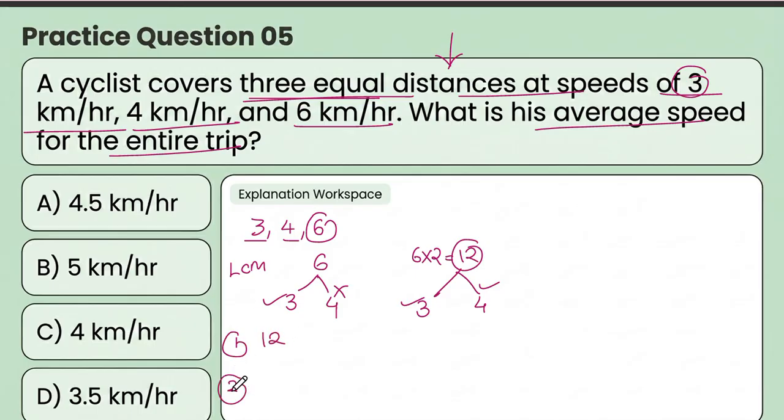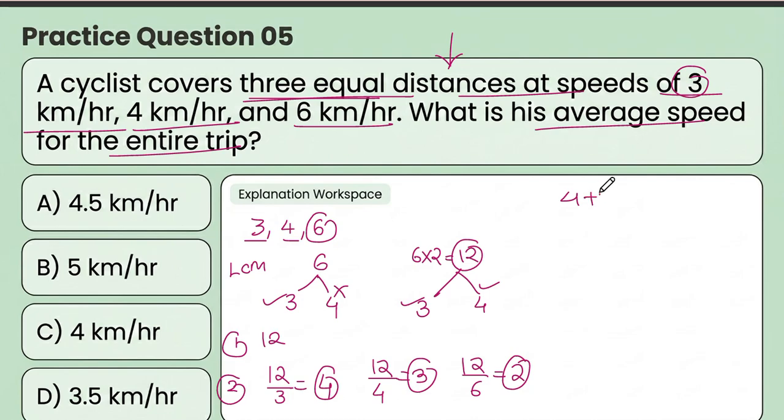Second step, find the time. The LCM, which is 12, upon 3: 3 4s are 12. Then 12 upon the second speed, that is 4: 4 3s are 12. And the third one, 12 upon 6: 6 2s are 12. So the time intervals for all these three distances are 4, 3 and 2. If we add up 4 plus 3 plus 2, we get the total time. So the total time is 9.